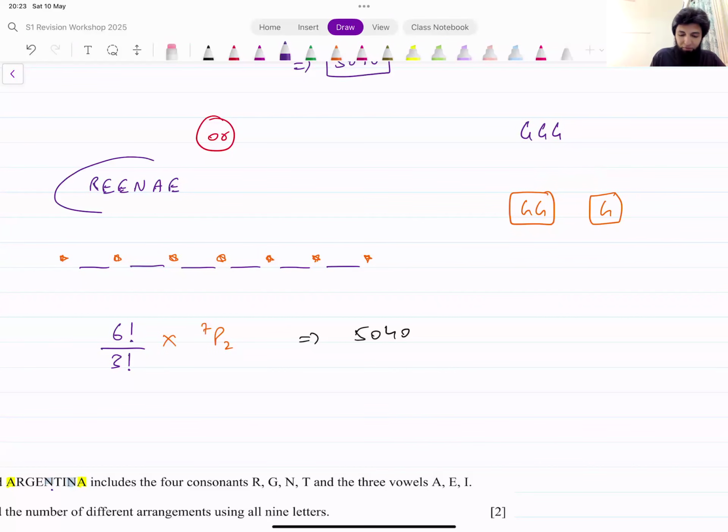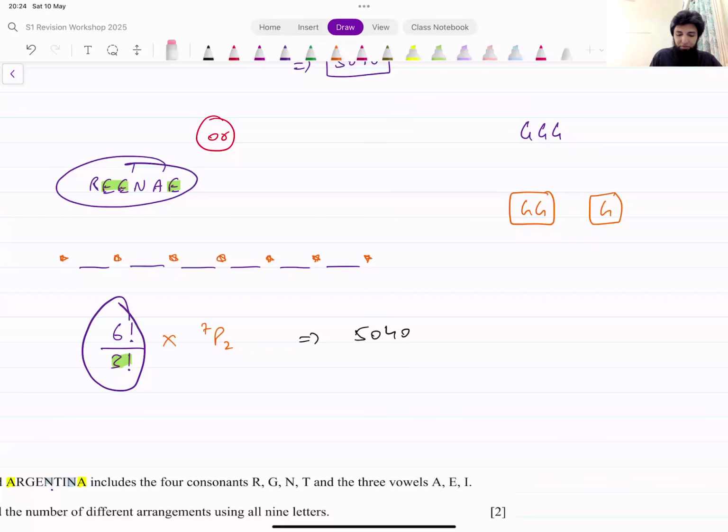These are the letters that we do not want to separate: R, E, E, N, A, E. We make dashes for them: 1, 2, 3, 4, 5, 6. That's 6 factorial. But then we've got 3 E's that are identical here, so we divide by 3 factorial. So for these 6 letters, we've got 6 factorial over 3 factorial number of arrangements.